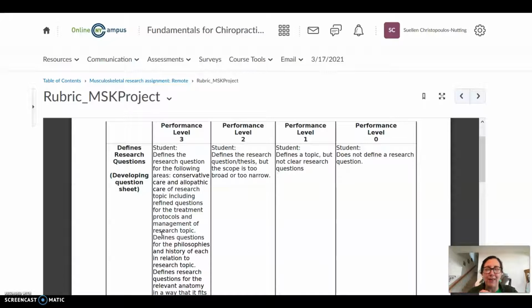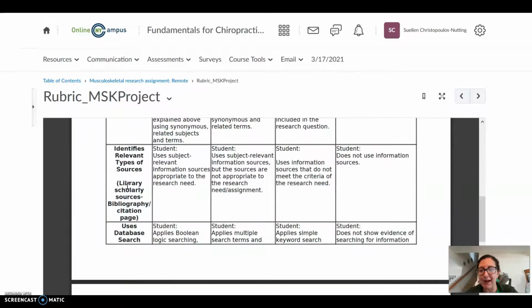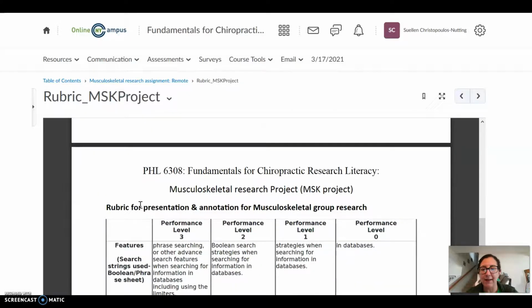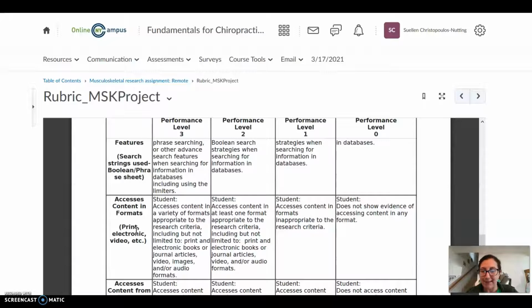You know the way that you should answer or ask a question. And you know the concept block that should come from that, and your search string, and how all of those different worksheets work in conjunction. So here's your rubric, and you can see this is for the developing question sheet. Here's your concept block. This is the different sources, so your APA citation, where you're finding those. Again, with the APA citation, your access, what is the content that you're looking at.